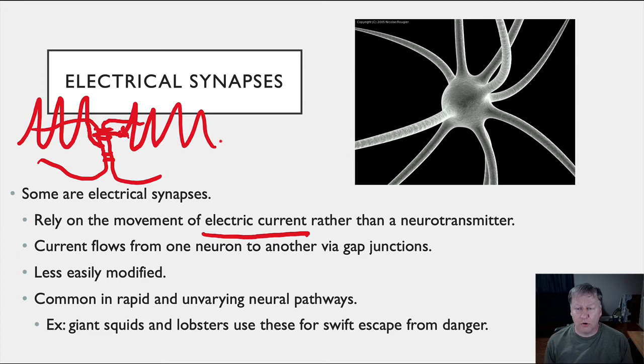This is an incredibly rapid, swift way to pass messages. It's faster than neurotransmitters. But it's kind of all or nothing. There's no way to modify it at all. You can't release different neurotransmitters and so only trigger some cells but not others. You can only continue the action potential down it. So this is a good system for messages that cause a very rapid and unvarying neural pathway, something that is always done the exact same way. And a great example of that is when a giant squid or a lobster needs to escape danger.